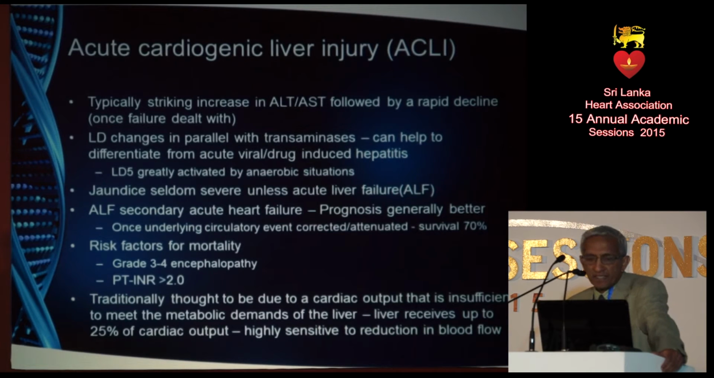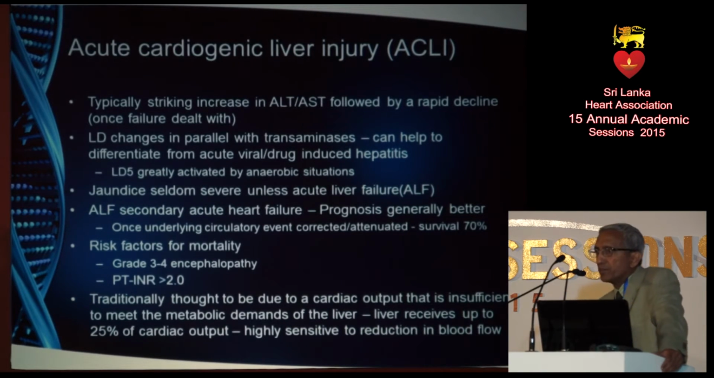Jaundice, on the other hand, is seldom severe unless there is acute liver failure which has gone to a much more severe degree. And generally speaking, if you have acute fulminant liver failure secondary to acute hypoperfusion, acute heart failure, the prognosis appears to be better than if the fulminant liver failure was related to a viral hepatitis or primary liver cause. And once the underlying problem is dealt with, survival approaches 70%, which is much better than average for a primary acute liver failure.